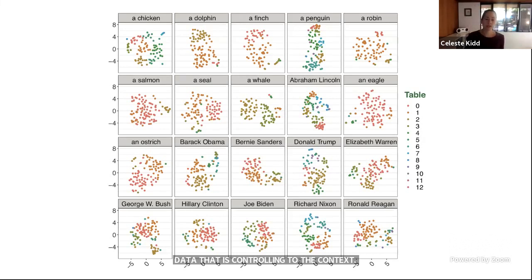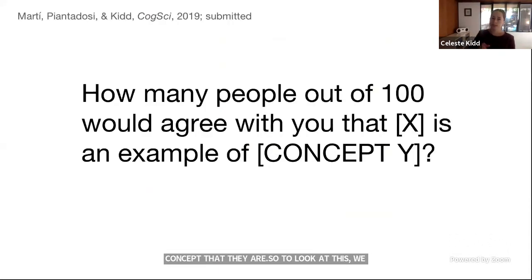We weren't just interested though in the absolute number of concepts. We were interested in, given that there's this diversity, do people know when they use a word that the person who is hearing it may not be activating the same concept that they are? So to look at this, we collected a measure of conceptual alignment across people. And the way we did that was we asked people questions like this.